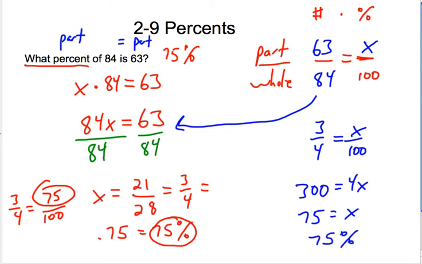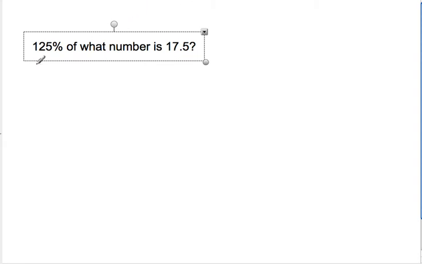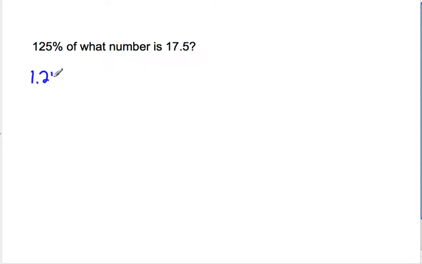All right, let's try that again. Different question. 125% of what number is 17.5? So I always will do direct translation if given the choice. So I know that 125% is the same as 1.25. Of is multiplication. What number, that means our variable, is 17.5.